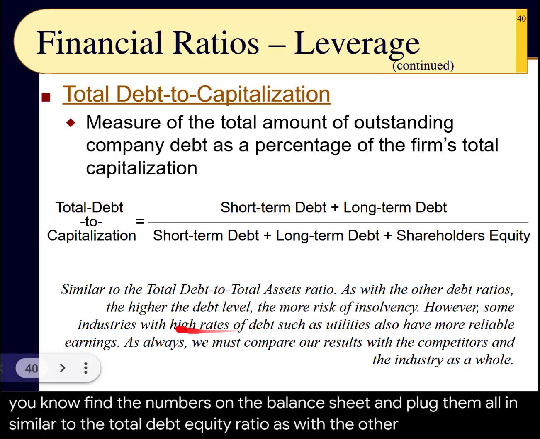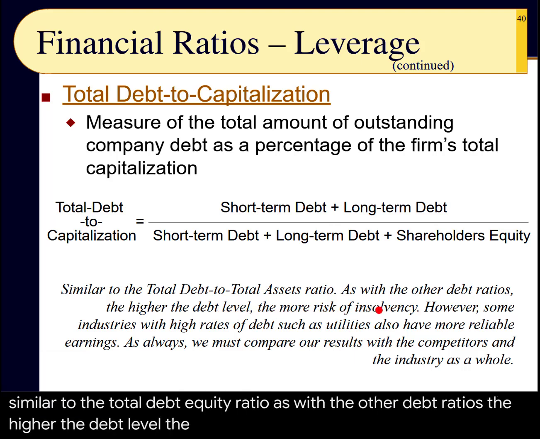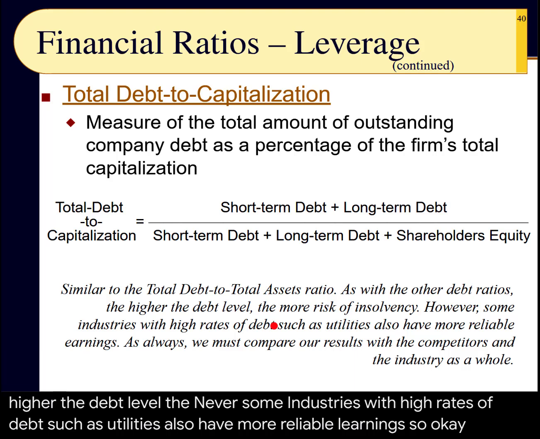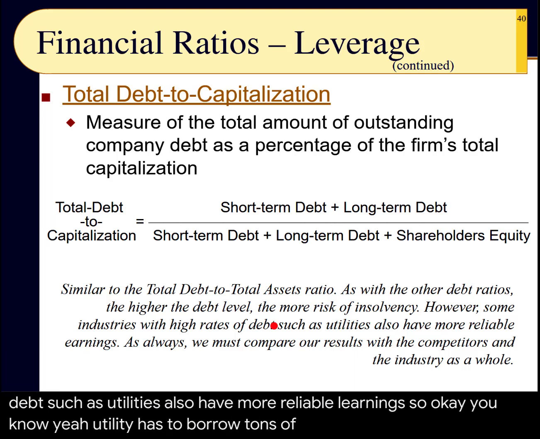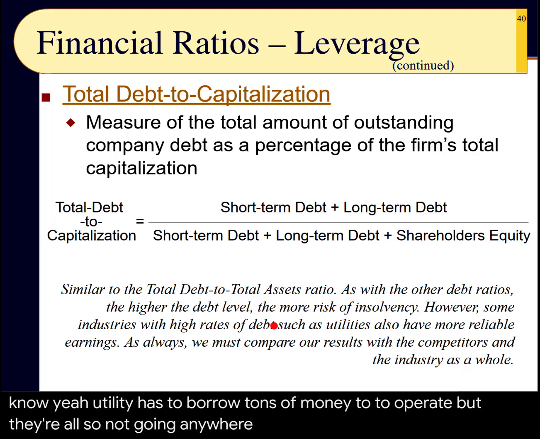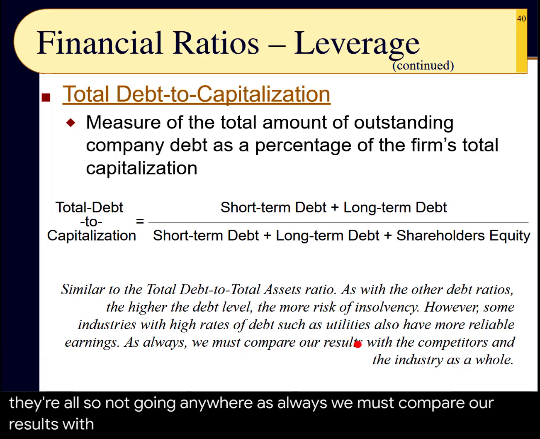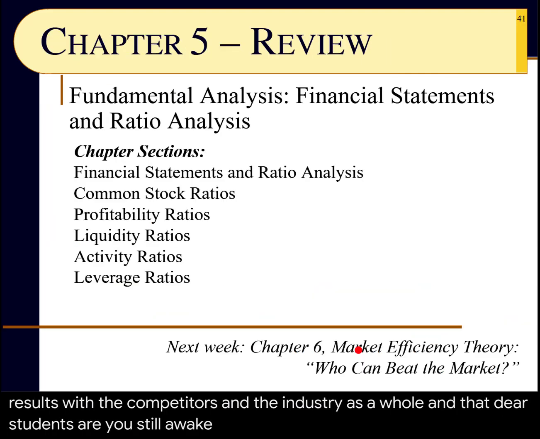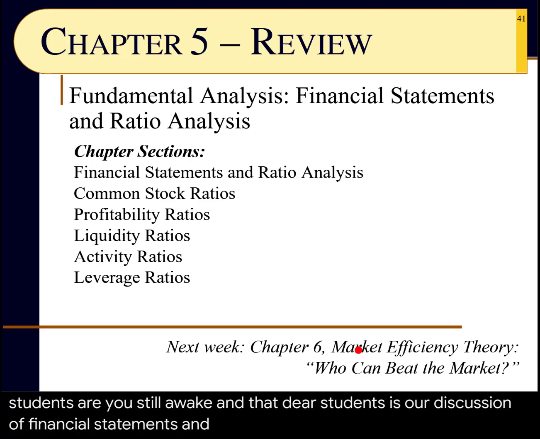As with the other debt ratios, the higher the debt level, the more at risk of insolvency. However, some industries with high rates of debt, such as utilities, also have more reliable earnings. So, okay, a utility has to borrow tons of money to operate, but they're also not going anywhere. As always, we must compare our results with the competitors and the industry as a whole. And that, dear students, are you still awake? And that, dear students, is our discussion of financial statements and ratio analysis.